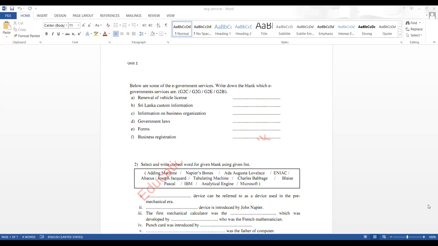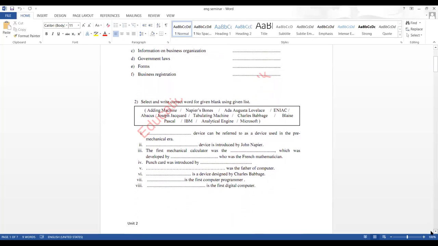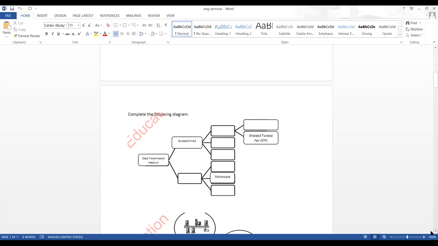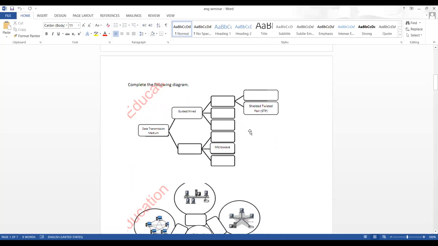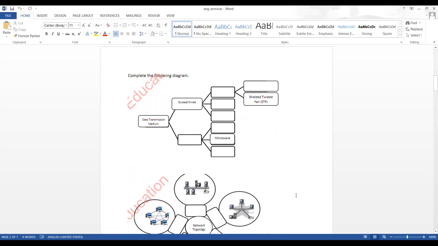Okay, I'll move to another question. I'm going to discuss some past paper questions. Anyway, try to fill this out. I have extracted this question from the Ministry of Education. Try to fill this one, guided media, what should come.